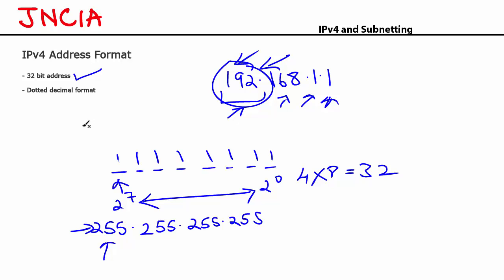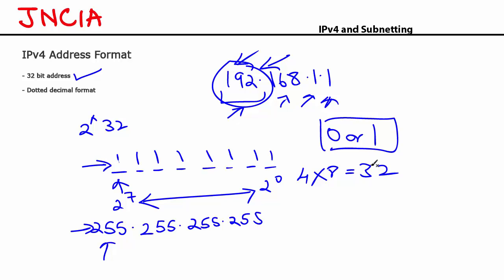The total number of IP addresses possible is 2 power 32. If you ask how, every binary bit here can either be a 0 or a 1. That's the only 2 values possible for every binary bit. There are 32 bits, so 2 power 32 is the total number of possible IP addresses. However, not all of these IP addresses can be assigned to network devices. There are certain restrictions which we are going to talk about as we move along in this video. Let's move to the next topic, which is classes of IP addresses.